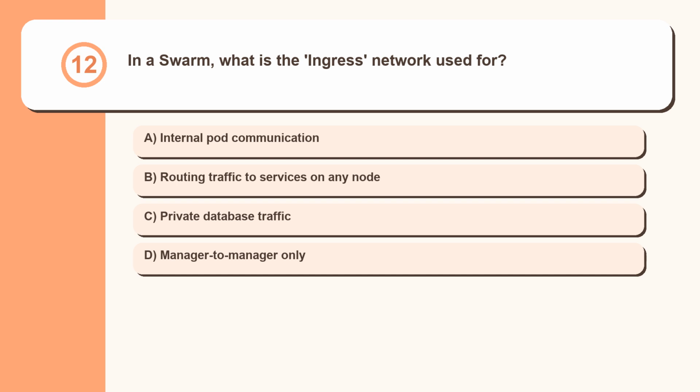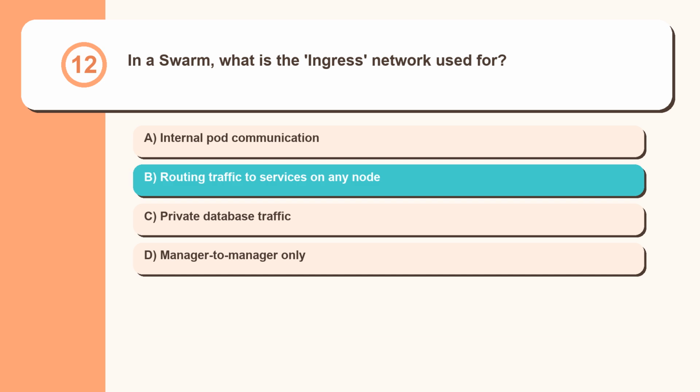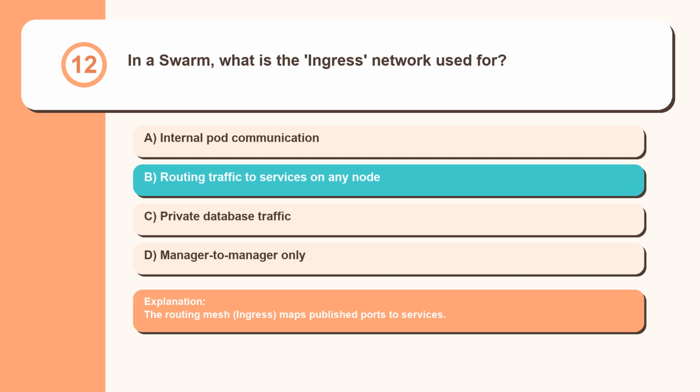Question 12. In a swarm, what is the ingress network used for? Internal pod communication, routing traffic to services on any node, private database traffic, manager-to-manager only. The routing mesh, ingress, maps published ports to services.